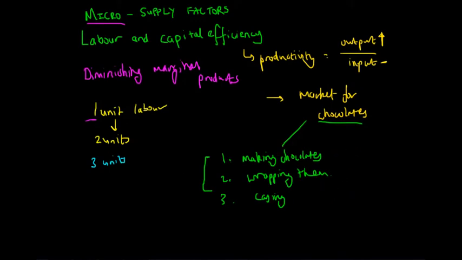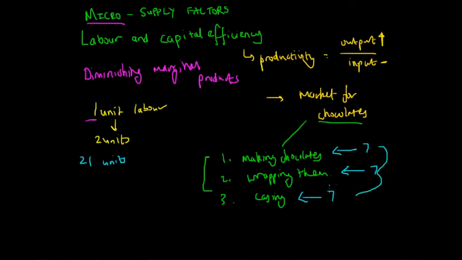But let's say we have, for the sake of making the number more rounded, let's say we have 21. And we know 21 is a multiple of 3. So let's say 21 units. We have 7 people making the chocolates, 7 people wrapping them up, and 7 people casing. And this is a very productive process.